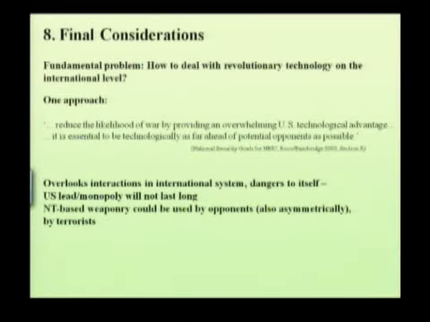Unfortunately, this approach overlooks certain things, interactions in the international system, and the danger to the US itself that might evolve from proliferation of such systems. The US may be able to keep and maintain a lead or even a monopoly, but not for long. Other potential opponents will be able to do the same thing after a couple of years. And they could use nanotechnology-enabled weapons also in an asymmetrical fashion, and they could be proliferated to terrorists and used in this country as well.